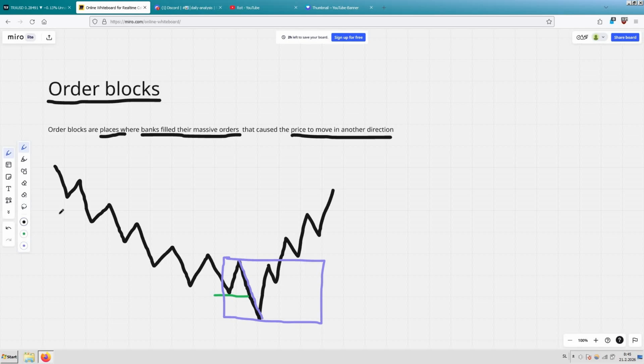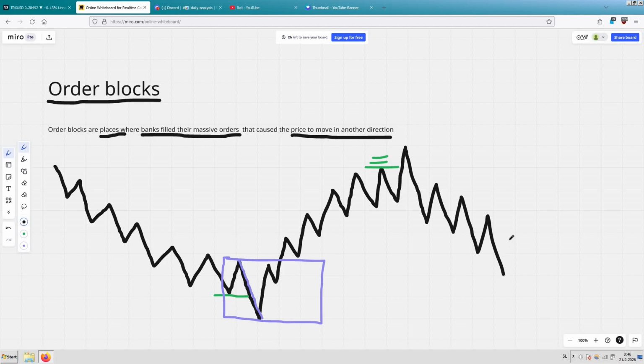And then the same thing would also happen from the bullish trend to the bearish trend. So we have a trend going up and down like this. Then the price will go up and sweep all of the liquidity here. Because of so many selling orders here, the price would reverse and go lower and lower. So what would be an order block here? It would be the last move up that caused the liquidity sweep. So this is an order block.